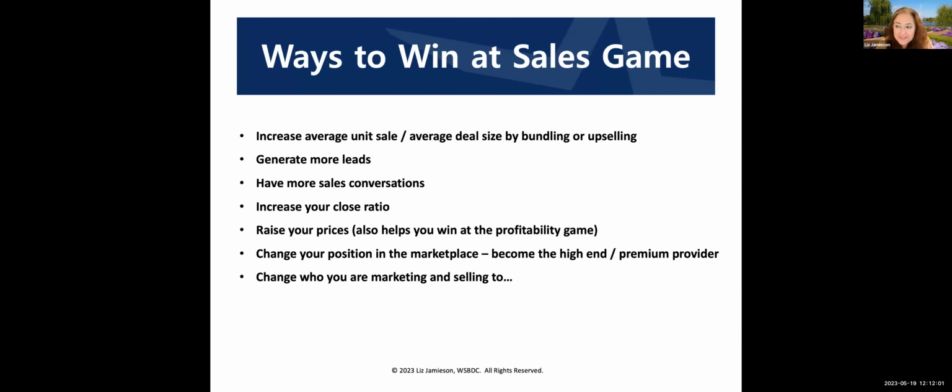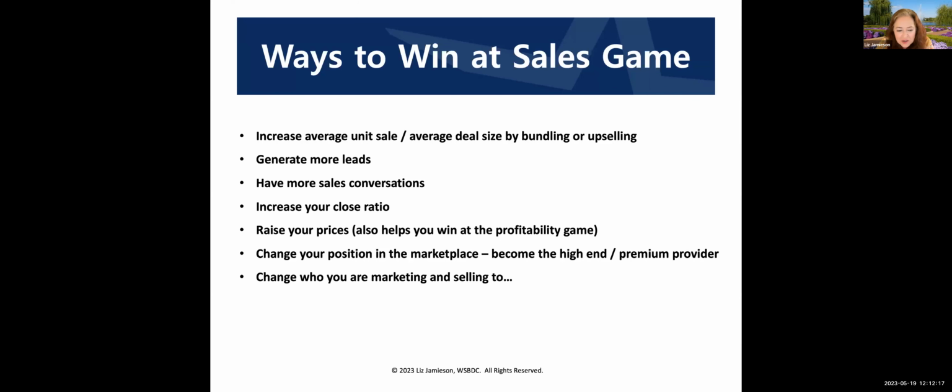You can raise your prices. That's another way to increase sales, right? Then you're increasing your average unit sale, right? It might make you more profitable, hopefully, right?